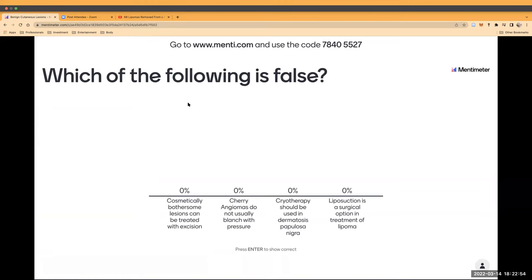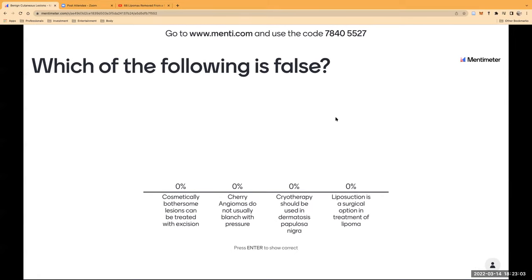The last one, which one of the following is false? So to answer Albert, and Albert will tell us what you write as your answer for this one. I'm seeing you've asked us, how do we distinguish clinically between a lipoma, epidermoid cyst, and a ganglion cyst?